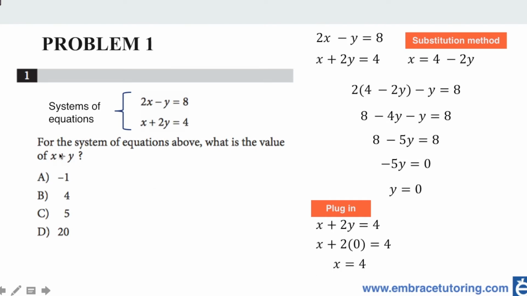So my overall question is asking for what is x plus y. Hopefully you can tell that y equals 0 and x equals 4. The sum of these together is going to be 4, x plus y. But always remember not to make a careless mistake, and circle what is being asked for. So x plus y is 4 plus 0, which equals 4. So B will be my final answer.